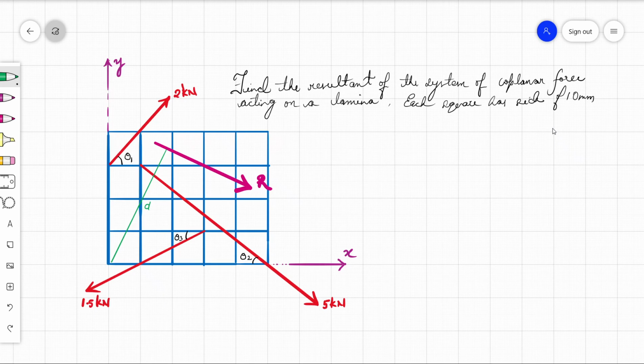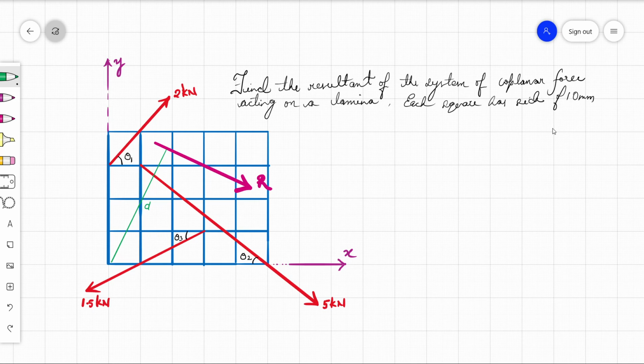So in this numerical, we'll study about resultant of coplanar non-concurrent force systems. So there is a lamina. You can see whatever is in the blue color, it's a lamina which is coplanar in the sense there are no other dimensions, only x and y. The lamina is on a 10 mm by 10 mm or 1 centimeter by 1 centimeter grid.